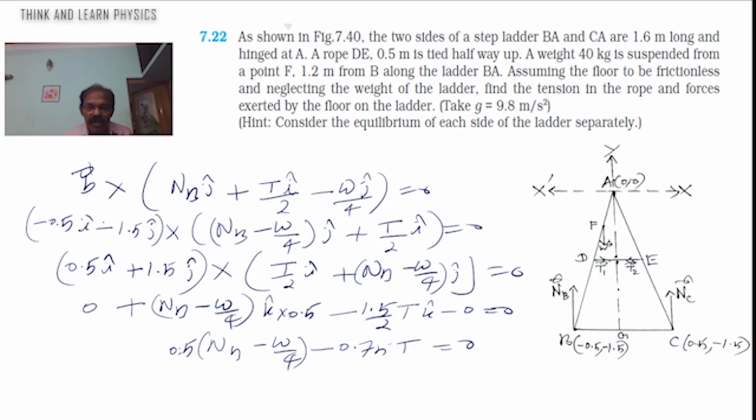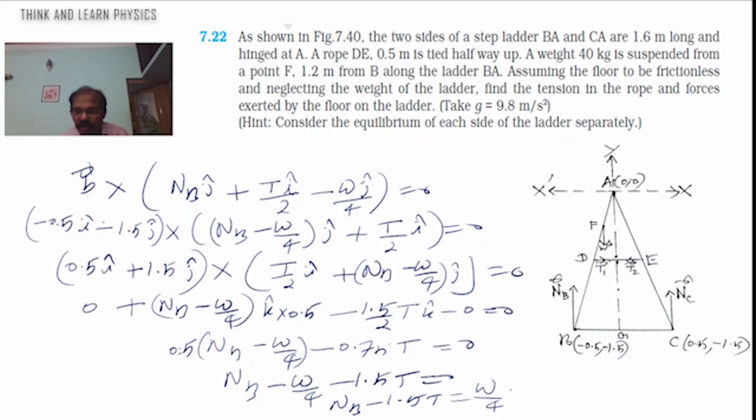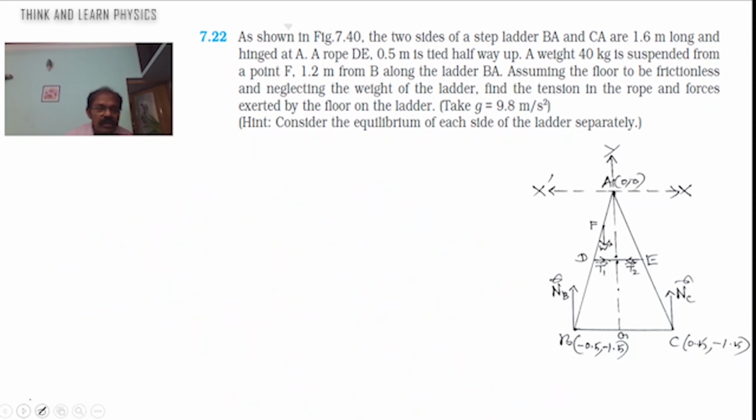Now multiplying with 2, we get NB minus W by 4 minus 1.5 T equals 0, or NB minus 1.5 T equals W divided by 4 equals 392 divided by 4, or it is 98. Thus we get NB minus 1.5 T equals 98. This is relation 1. Now let us take the rotation equilibrium of the ladder AC.